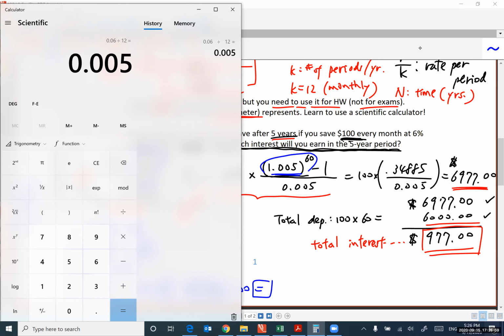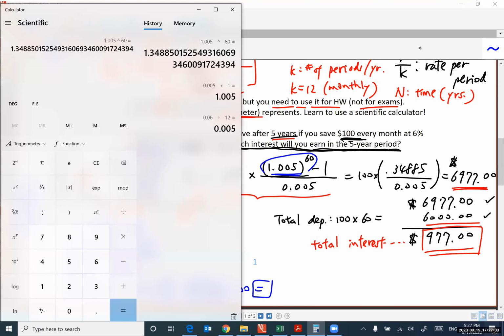When they say 6% monthly, this is actually the monthly interest rate that they are going to add every month, right? Okay, so then of course you add 1 to it, and that's going to give you 1.005. Then you raise it to the power of 12 times 5, which you had already calculated, that's 60. So it's 1.005 to the 60th power.